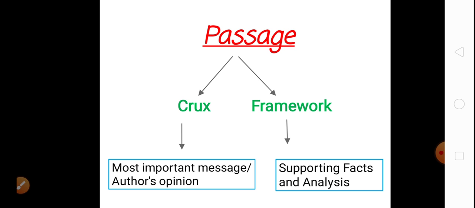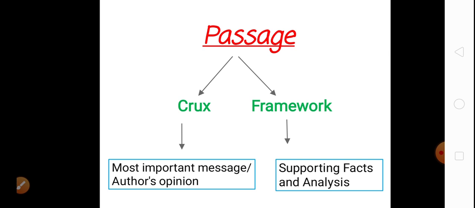So a passage has two parts, crux and framework. Crux is nothing but the most important message or the author's opinion that can be mentioned in the passage or cannot be mentioned in the passage. Whenever it is not mentioned, that time you need to infer it from the passage with your understanding of the passage. So read the passage well, understand it first.